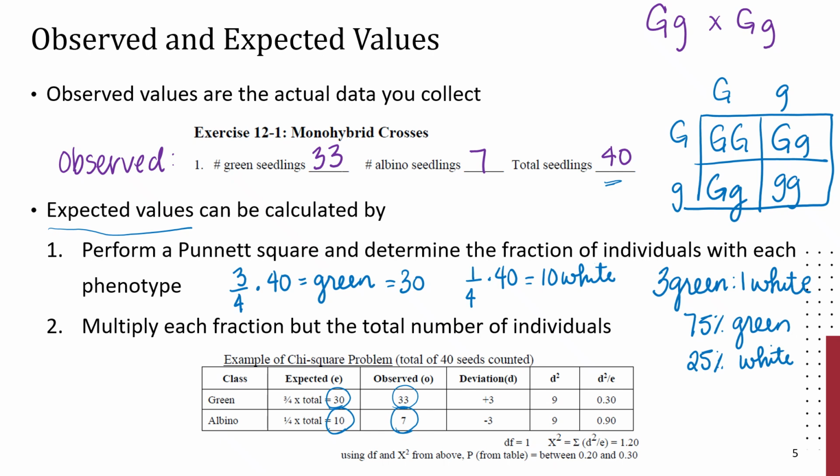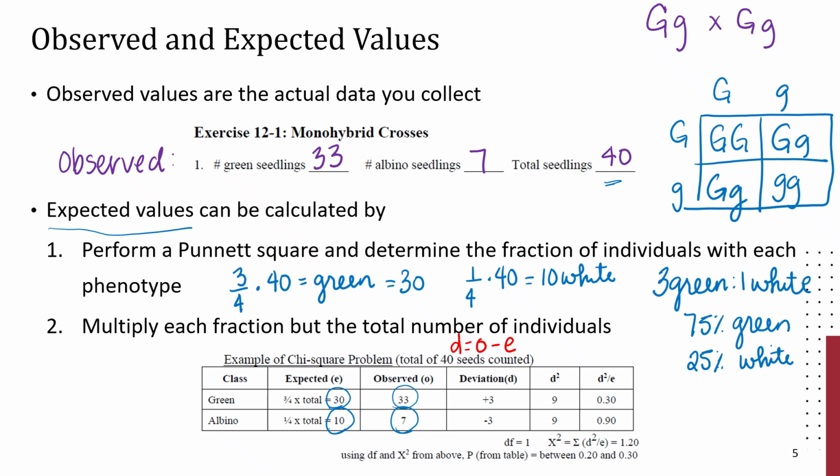Our deviation, our D value, is equal to observed minus expected. So we're just going to take our observed value 33 minus 30 to get a value of 3. For our white individuals, we take our observed 7 minus our expected 10, which is -3. Just leave the negative there, doesn't matter. It's just telling you that you have 3 more and 3 less than you expected. Then we're going to calculate D squared. We're just going to square 3 and -3 to get 9.